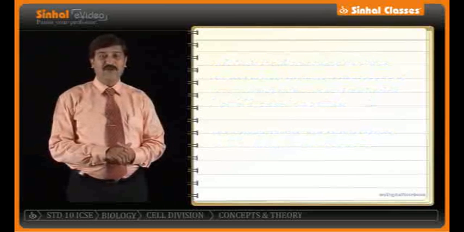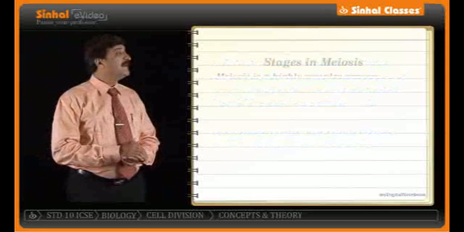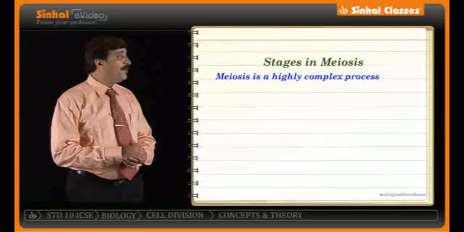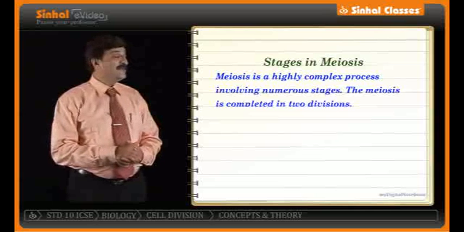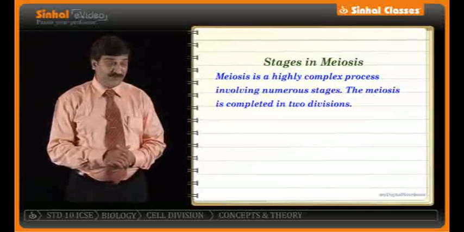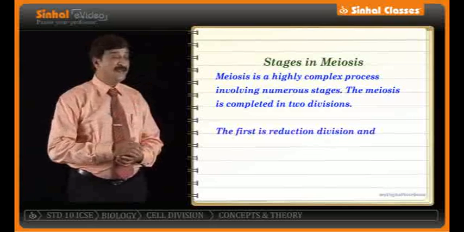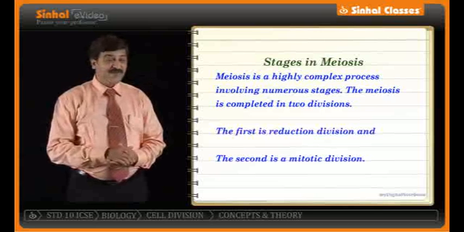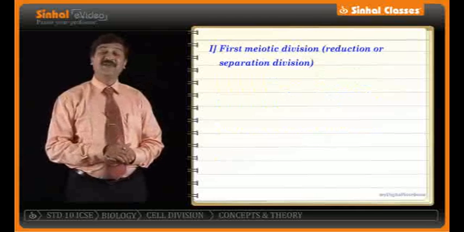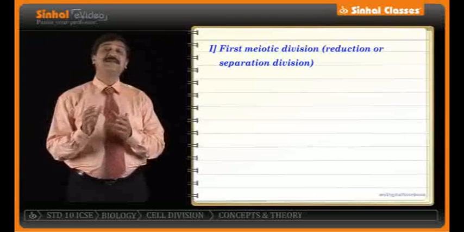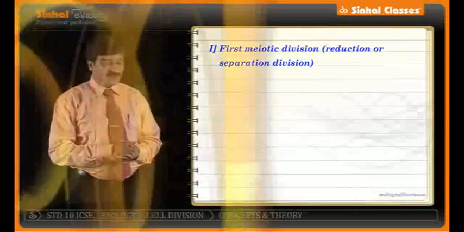We now take into account the second part, which is meiosis. Meiosis is a highly complex process involving numerous stages. Meiosis is completed in two divisions. The first is reduction division, the second one is mitotic division. We'll take an account of the first meiotic division, which is called reduction, or separation division. Let us see on the monitor the details of it.